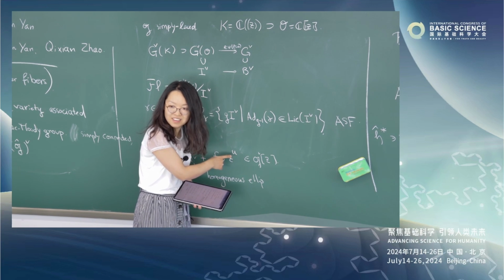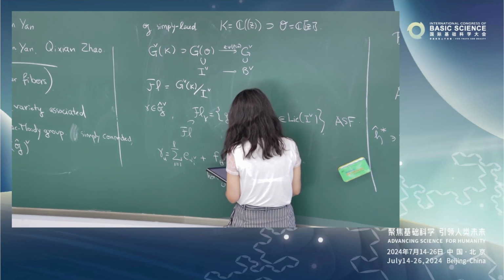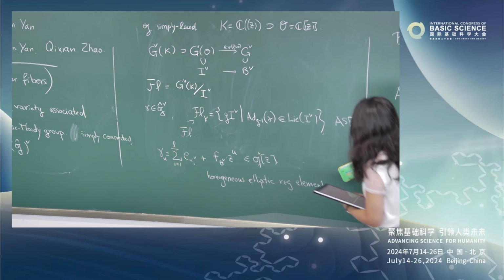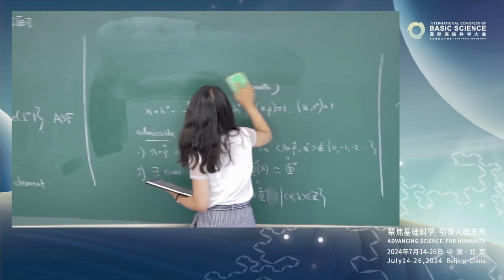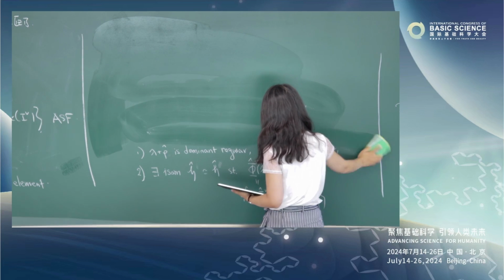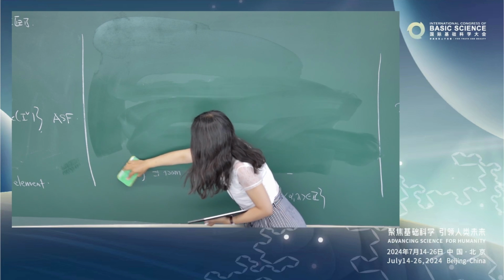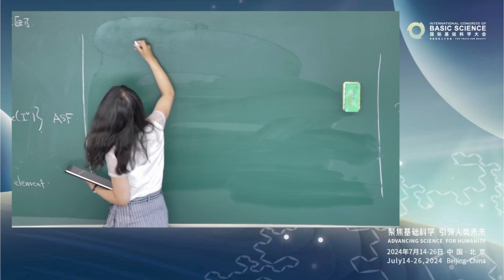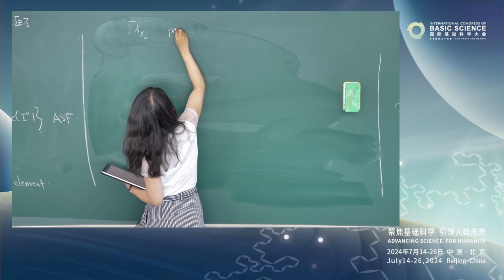elliptic regular element of the third type. And for this gamma, this affine Springer fiber in general is an ind-scheme and can have infinitely many irreducible components. But for this particular gamma, it is a nice finite dimensional projective variety. So it's a projective variety.